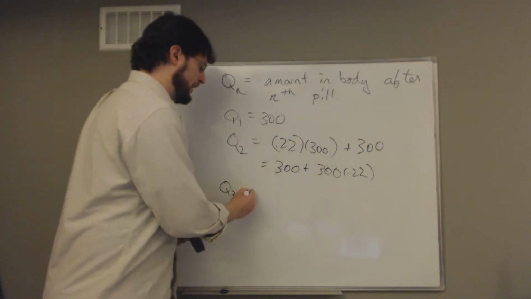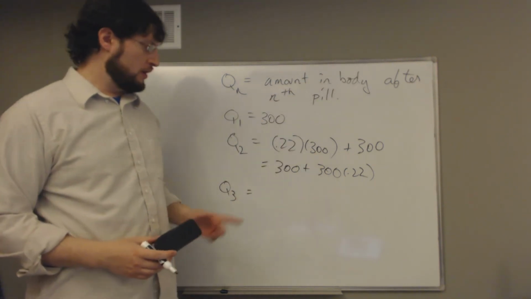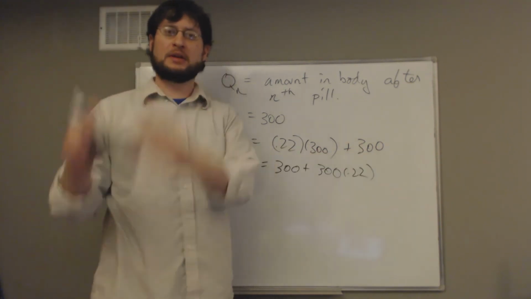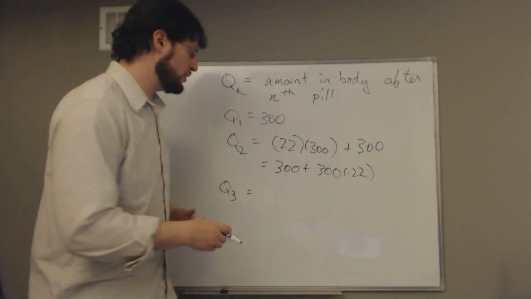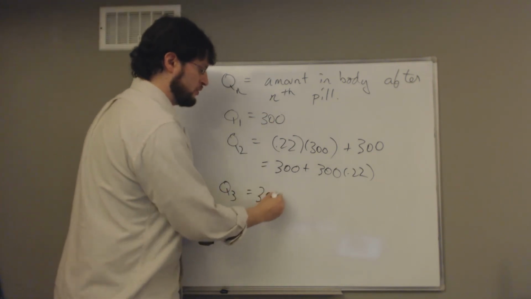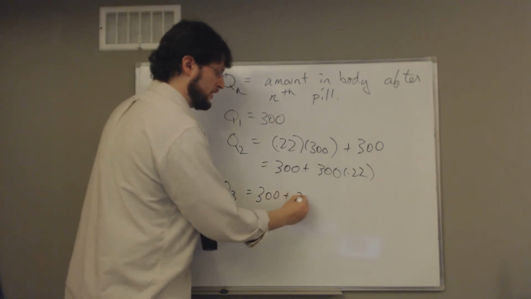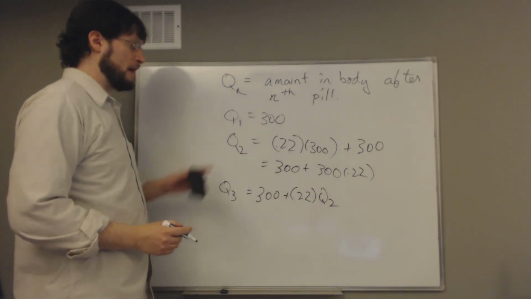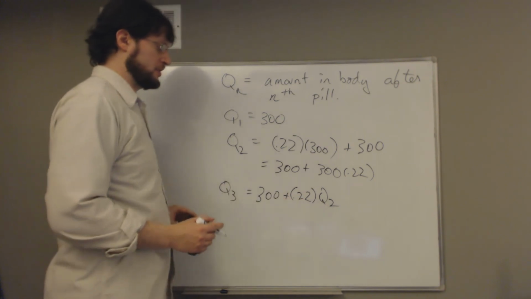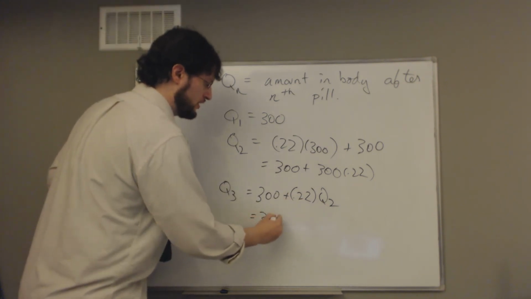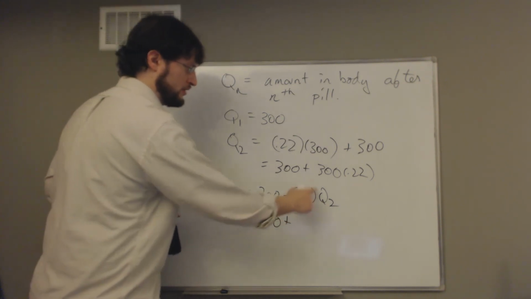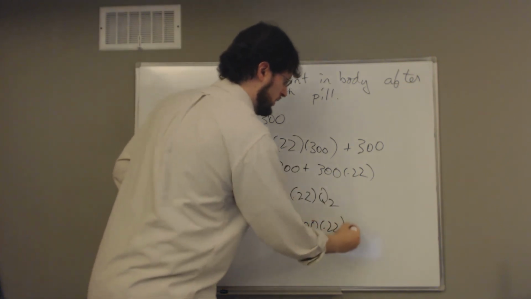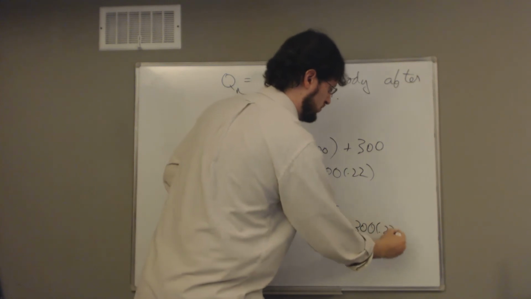How much is left right after we take the third pill? Well, we have 22% of what was left at the beginning of that session, and then we add another 300. So we have our new dosage, and then 22% of the amount that was left right after we took the second pill, which is 300 plus, if I put that 22% onto each of these pieces, 300 times 0.22 plus 300 times 0.22 squared.